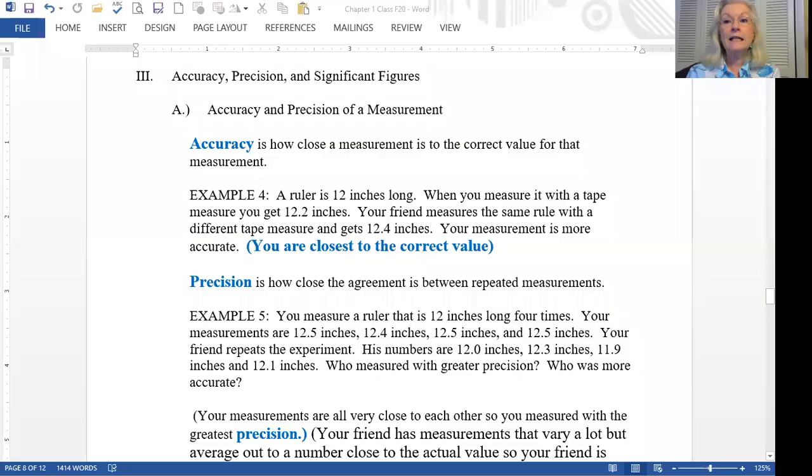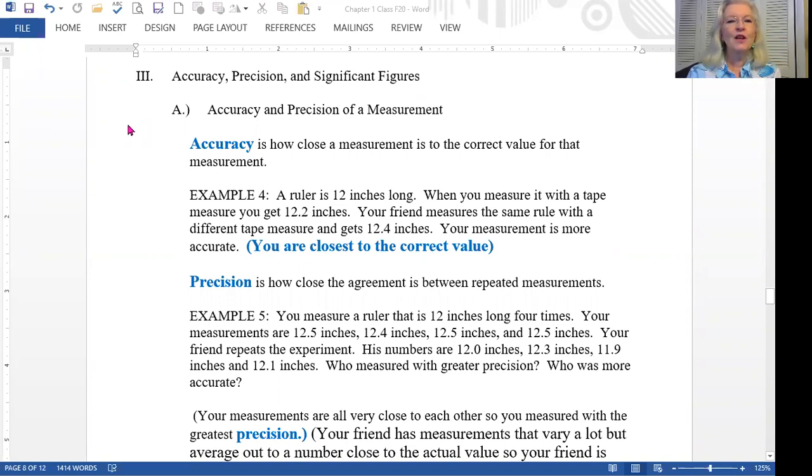This video is a continuation. So this is a continuation of chapter 1. We're going to pick up with accuracy, precision, and significant figures, continuing your chapter 1 videos.